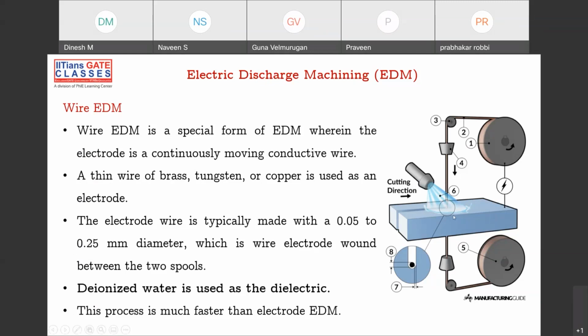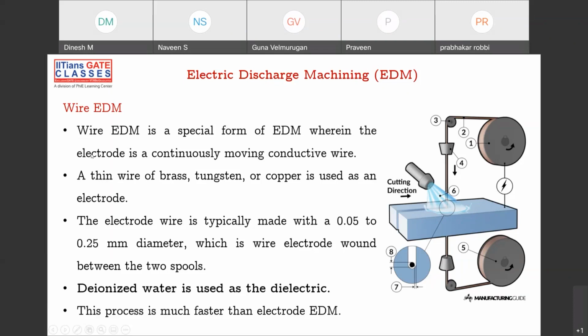Everything is the same mechanism, but the only change here is that the tool is a wire, continuously passing into this space. The workpiece and the wire are submerged in deionized water, because you are continuously passing deionized water into the gap between the tool and the workpiece. What is the tool here? The wire, and the workpiece.